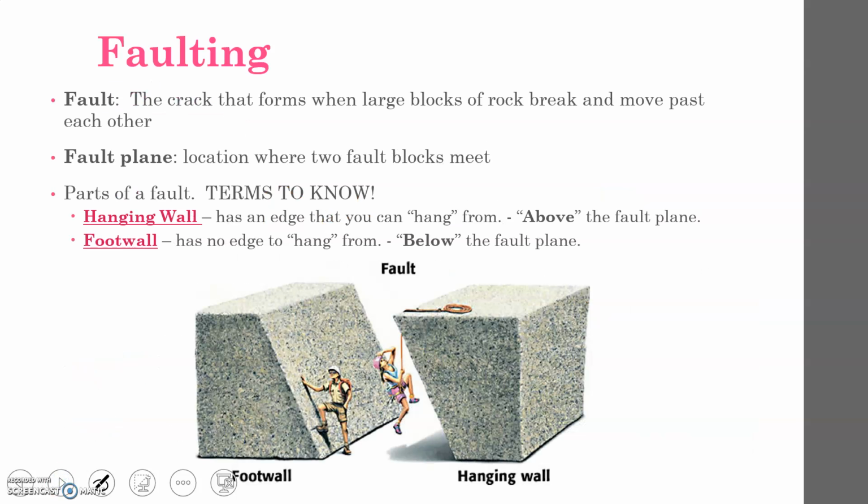All right, let's talk about faulting. When we talk about faults, we're talking about cracks that form when large blocks of rock break and they move past or slide past one another. And then we have the fault plane, which is where this is going to occur. It's the location where the two faults meet. So a lot of the time it's drawn like this. And this line right here would be the fault plane.